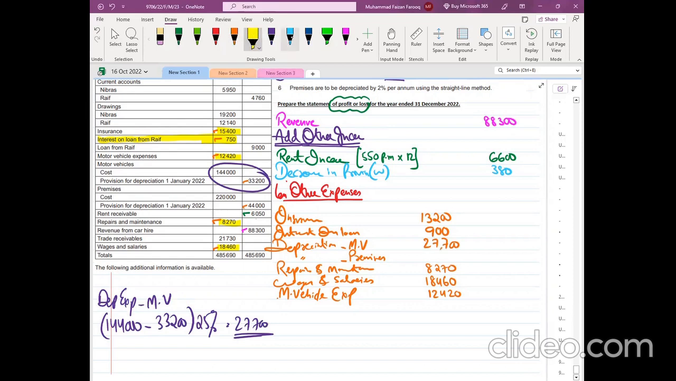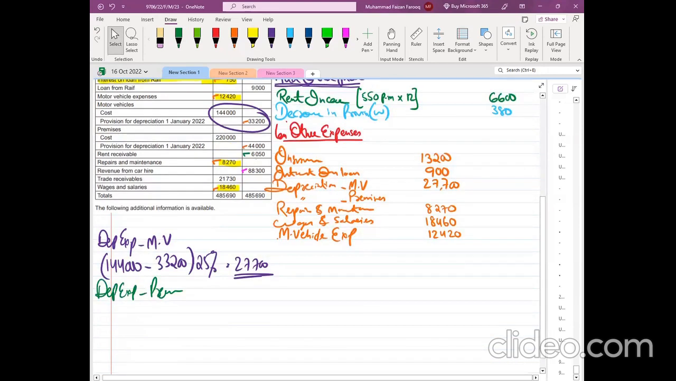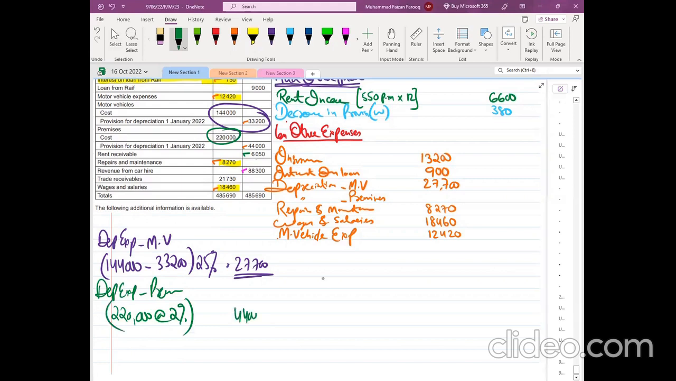For premises, depreciation is 2% per annum, straight line method. Straight line is very easy. This is premises, right? Straight line method applies on cost. 220,000 times 2% is 4,400. So I got 4,400. That is all we have.